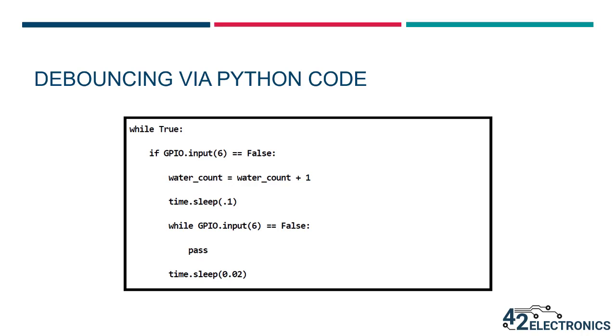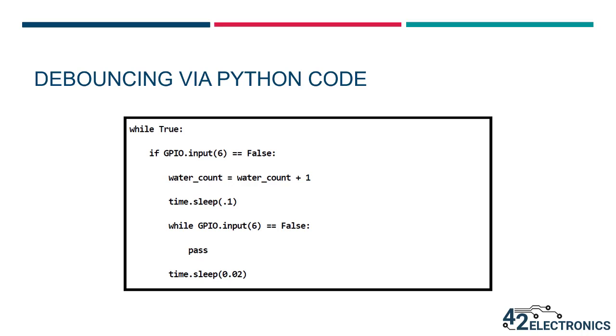Okay, so the only problem left with the code we just looked at is that button presses longer than 0.1 seconds will continue to register additional water count events. And this can be fixed by adding a while loop to hold the program as long as GPIO 6 remains low, and you can see that here in the code. The pass command is in the new while loop. It tells that loop to do nothing when triggered, which is exactly what we want.